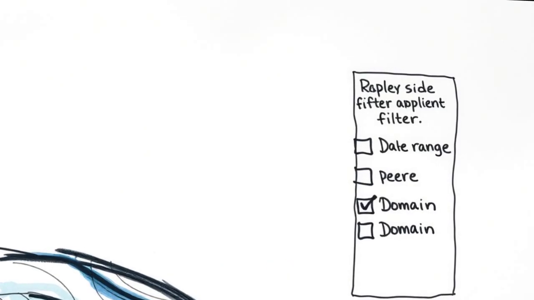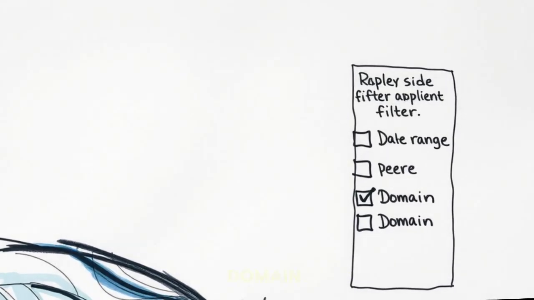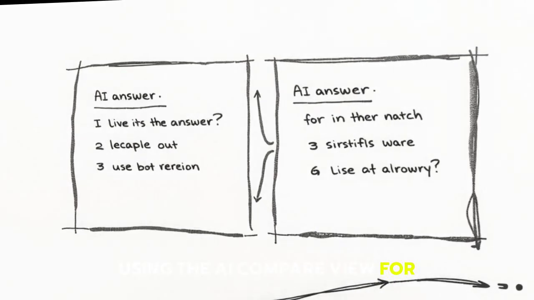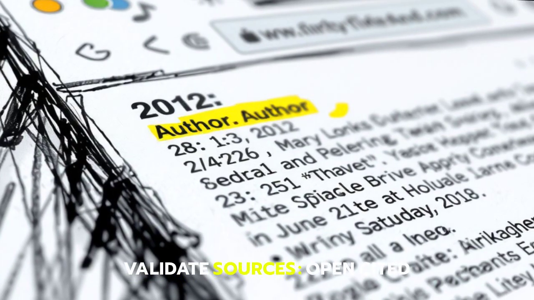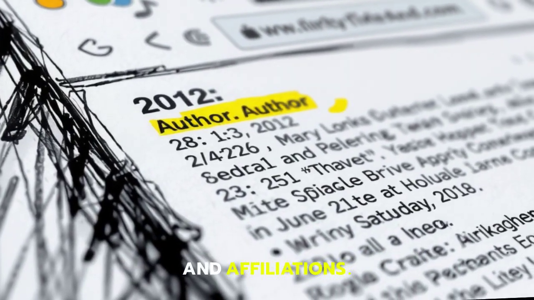Step 5. Refine with filters, date range, peer-reviewed, or domain. Compare answers side by side using the AI Compare view for clarity. Validate sources: open cited links, and check publication dates and affiliations.